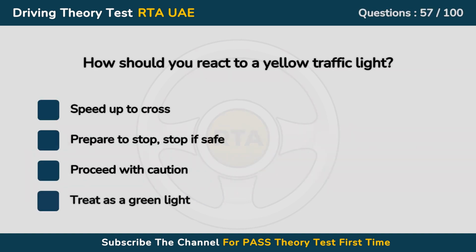Question 57. How should you react to a yellow traffic light? A. Speed up to cross. B. Prepare to stop, stop if safe. C. Proceed with caution. D. Treat as a green light.